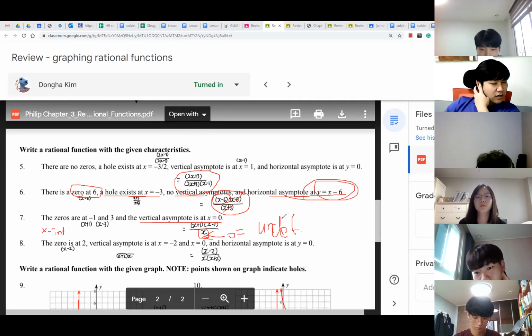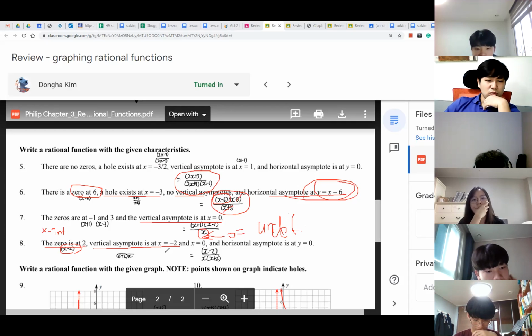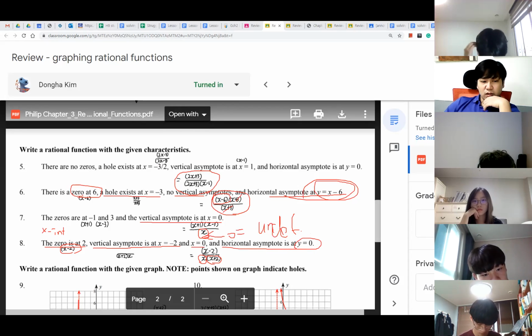Okay, all right, good. Next one, the zero is at 2. Vertical asymptote at x equals -2, so that's where you got this one, and x equals 0, that's where you got this one. And horizontal asymptote at y equals 0. Since the bottom has the larger degree, y equals 0 holds.